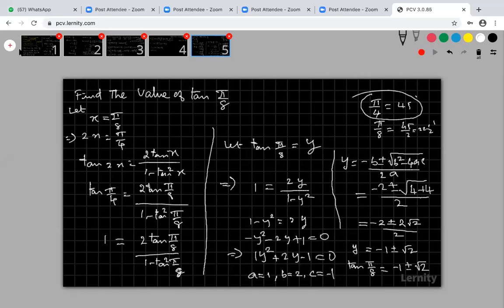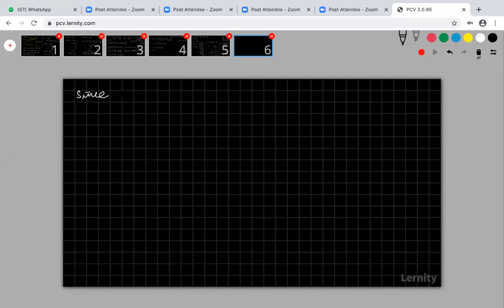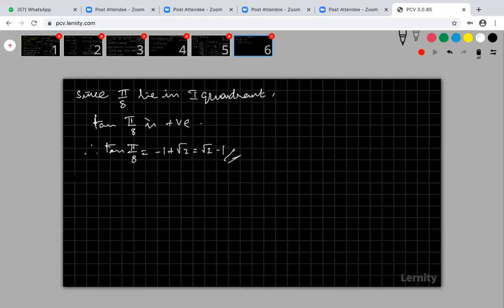Yes. Therefore, what is the answer? Since pi by 8 lies in the first quadrant, tan pi by 8 is positive. So therefore, what is my tan pi by 8? My tan pi by 8 is minus 1 plus root 2, or root 2 minus 1. Okay. Look at the next question.